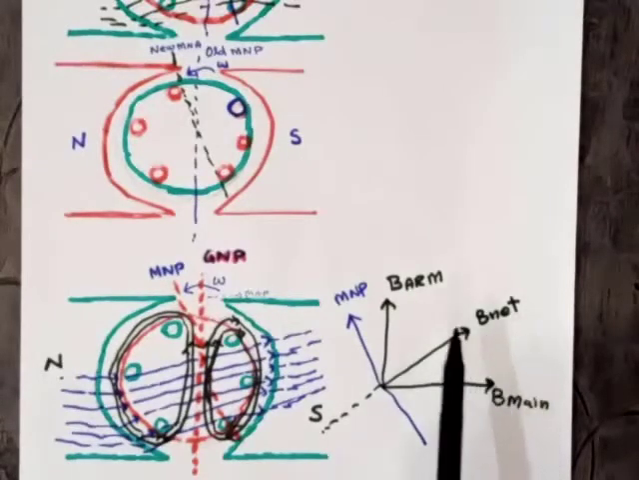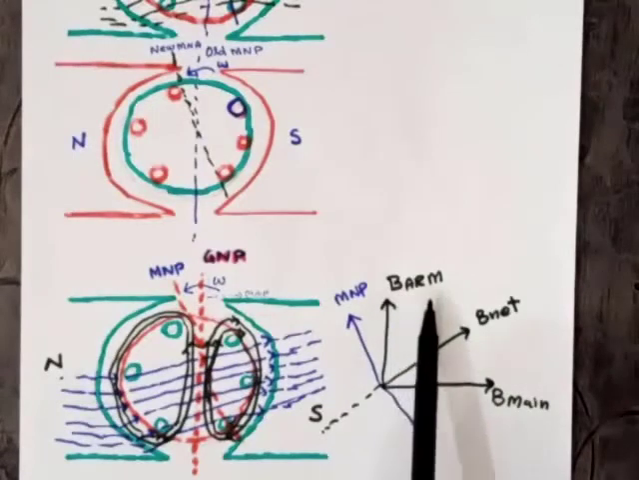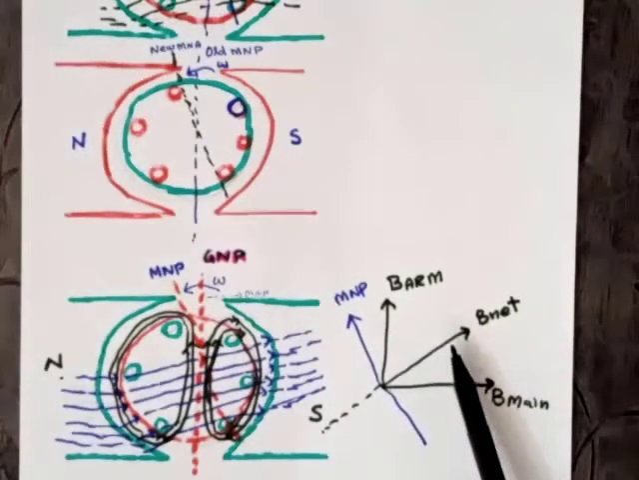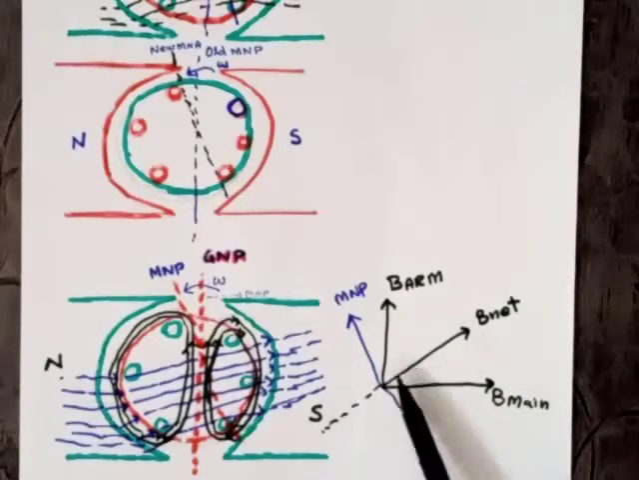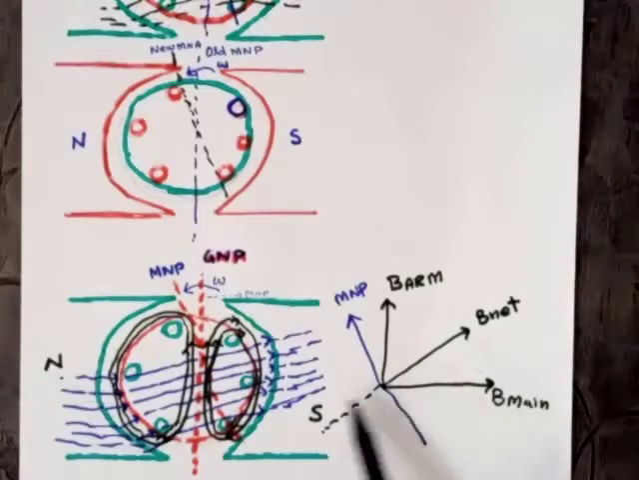This is B net, the resultant of the B main magnetic field and the armature magnetic field. As you can see in this phasor, the direction of the resultant is shown here. It means the direction of the original magnetic field is changed.